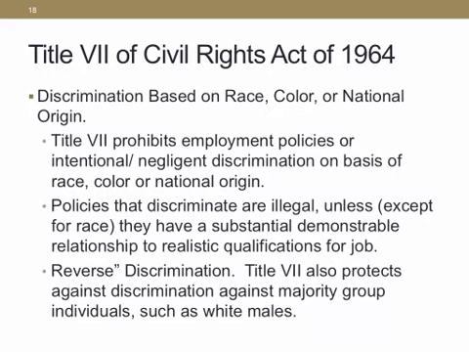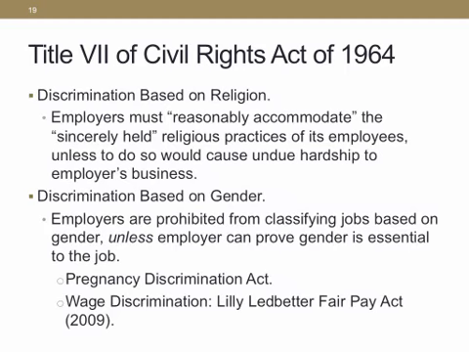As we said earlier, Title VII prohibits both intentional and unintentional or negligent discrimination, including employment policies on the basis of race, color, national origin. Policies that discriminate are illegal unless they have a substantial demonstrable relationship to a realistic qualification for the job. There are also claims of reverse discrimination, protecting majority groups from discrimination to undo past discrimination. Sometimes this is referred to as affirmative action.